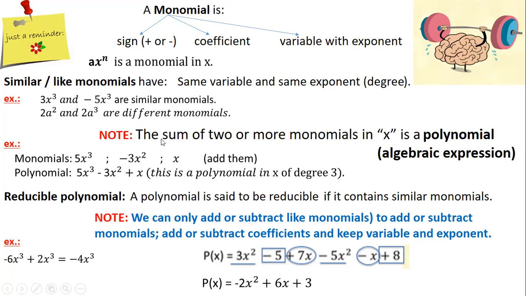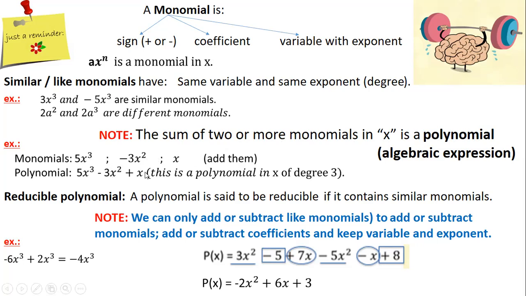As a note, the sum of 2 or more monomials in x is a polynomial. So if I add 2 or more monomials together, I get a polynomial or an algebraic expression. I have here, for example, monomials. 5x cubed is a monomial, minus 3x squared is a monomial, and x is a monomial. If I add all these, I get a polynomial or an algebraic expression. My algebraic expression will be 5x cubed minus 3x squared plus x.